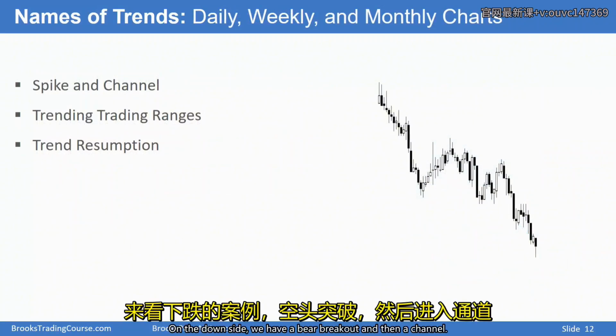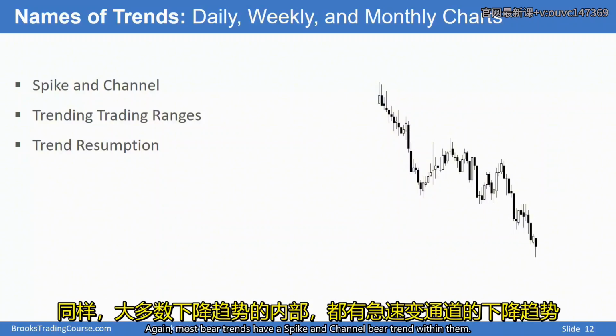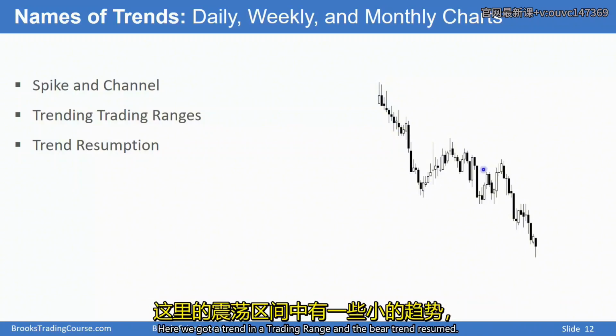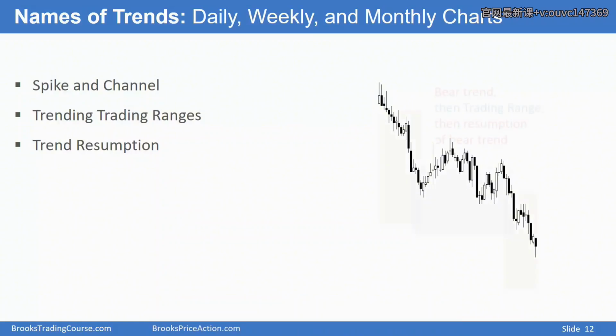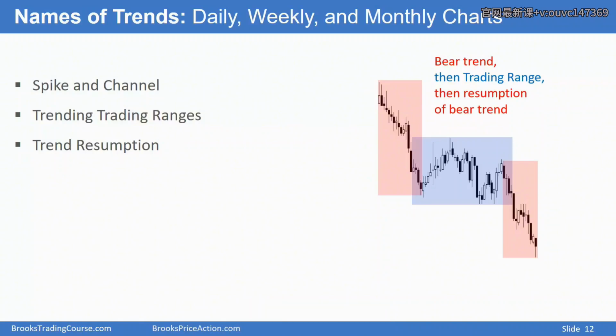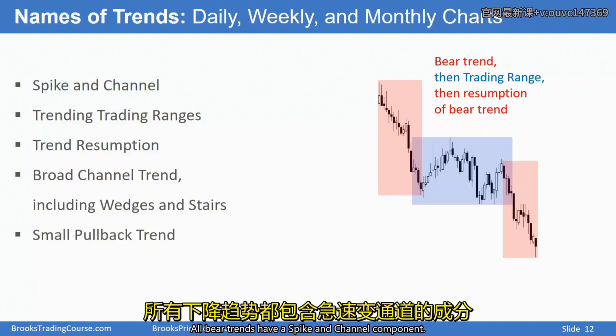On the downside, we have a bear breakout and then a channel. A bear breakout, pullback here, bigger pullback here, and then a channel. Again, most bear trends have a spike and channel bear trend within them. If this is the open of the day, then it's also a trend from the open bear trend. And here we had a trend and a trading range, and the bear trend resumed. It's also a trend resumption bear trend. All bear trends have a spike and channel component.